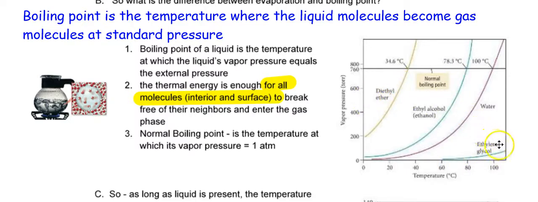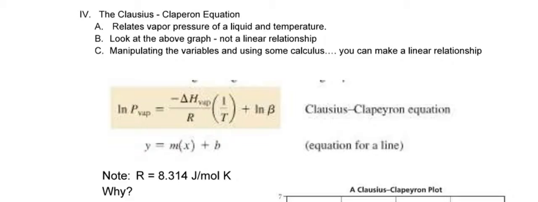So anyway, the point is, is there a relationship between these curves here and the heat of vaporization? The answer is most definitely yes. So what is that relationship? Well, that's what the Clapeyron equation will tell us. Let's go back to the next page. All right, so if I manipulate the variables and use some calculus, you can make a linear relationship.